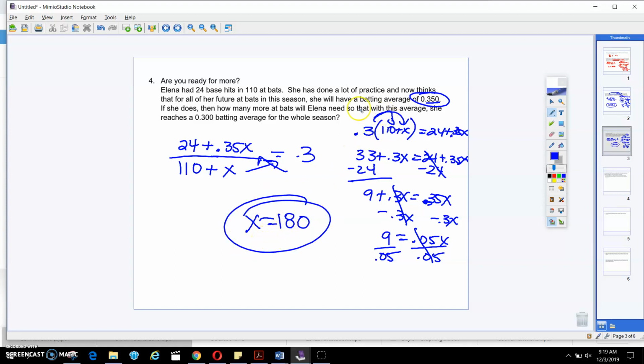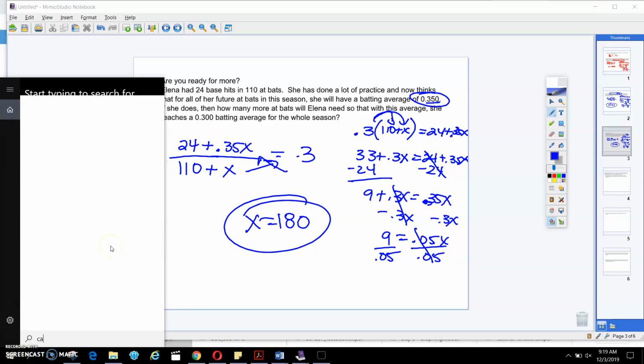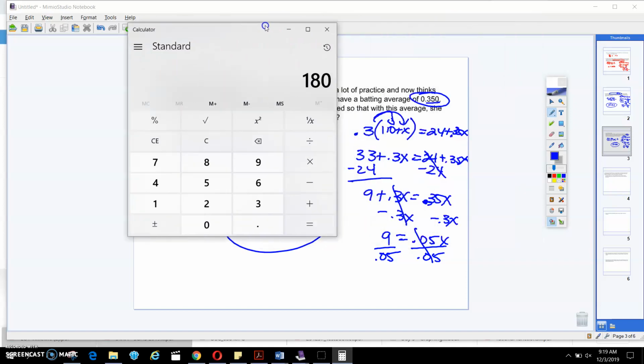Okay, so she's going to need to make 180 more at-bats, like on-base hits, right? Yeah? 9 divided by 0.05? Yeah, 0.05. 180. Yeah.